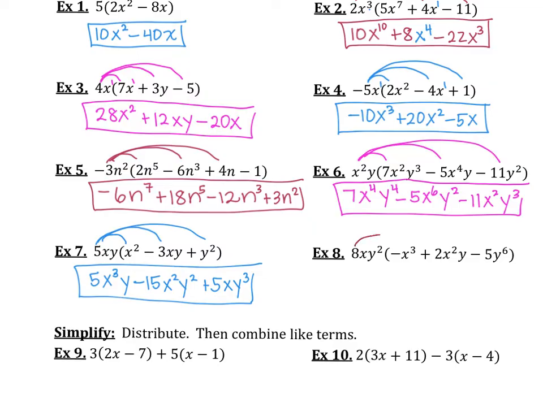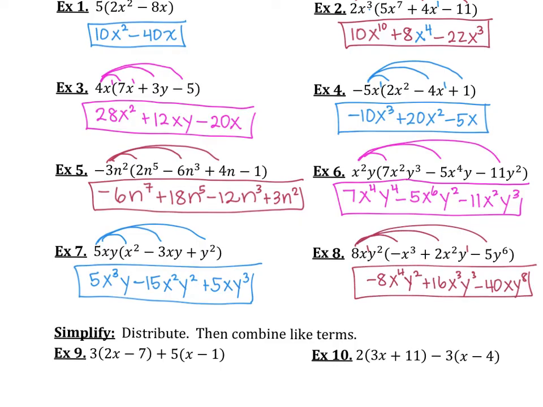Okay, so 8 times negative 8. X to the 1 plus 3 is 4. And I do have those y to the seconds that I'll keep. 8 times 2 is 16. X to the 1 plus 2 is 3. Y to the 2 plus 1 is 3. And then 8 times negative 5 is negative 40. I keep the x. Y to the, I have a 2 plus a 6, and that gives me 8.